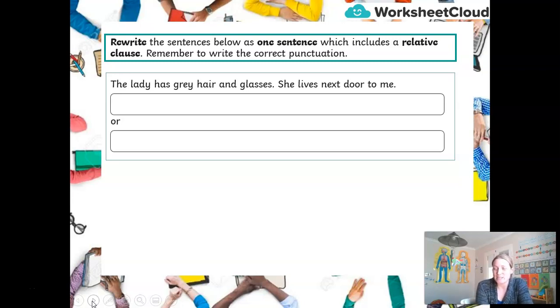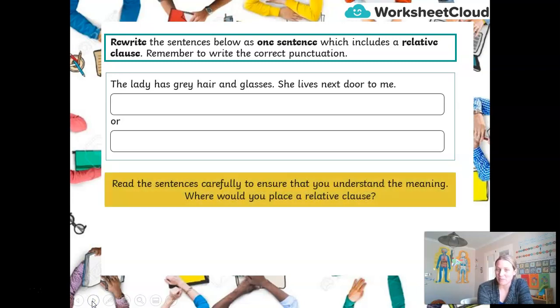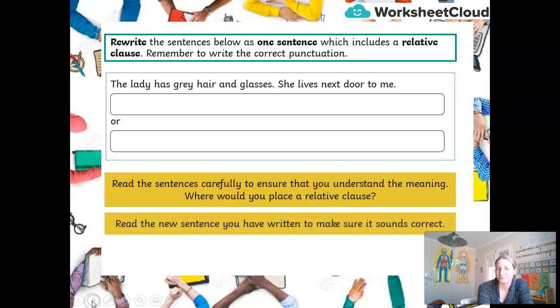Rewrite the sentences below as one sentence, which includes a relative clause. Remember, the correct punctuation will involve commas. The lady has grey hair and glasses. She lives next door to me. Okay, remember, you've got to understand the meaning and where the relative clause should go. Read the new sentence you've written to make sure it sounds correct.